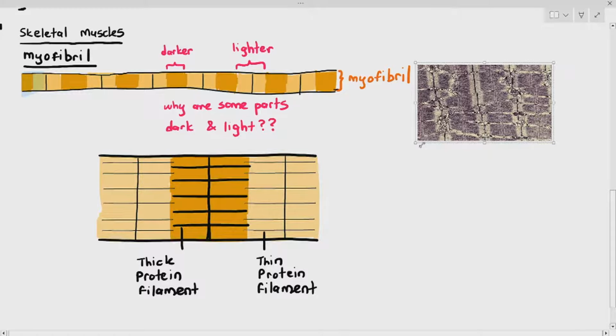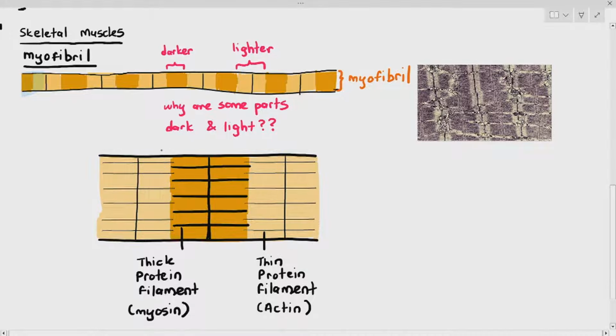So if a question asks about the myofibril, why are some parts dark and some parts light? You just have to say that the darker parts have thick protein filaments known as myosin, and the light areas of the myofibril have thin protein filaments called actin. You need to remember the names of the filaments. Actin filaments are the thin filaments, myosin filaments are the thick filaments.